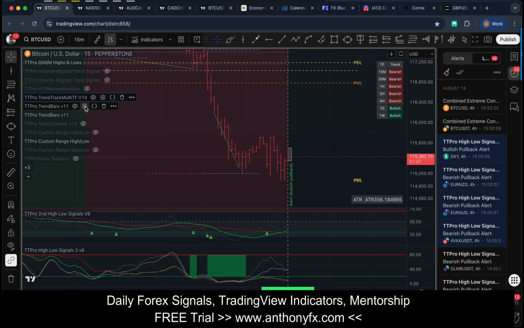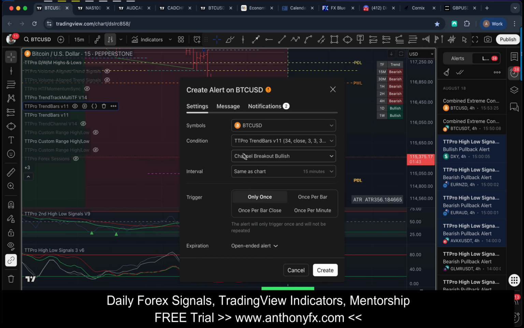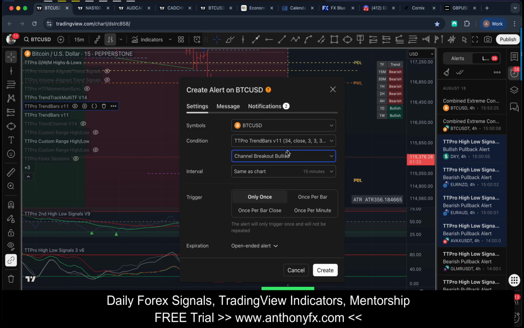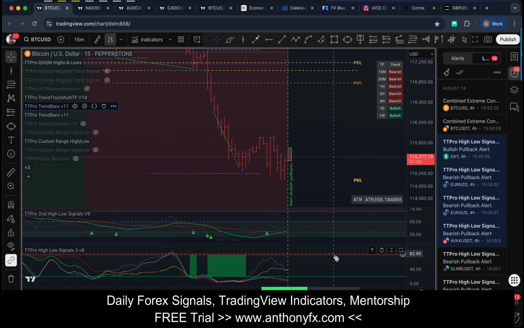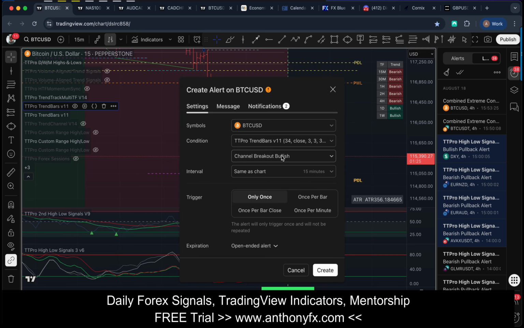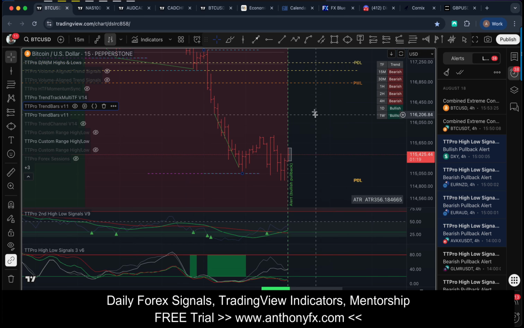This is the trend bars 11. So we could go with channel breakout bullish, but the candle change bullish. The channel break and the candle change. All right, let's just set these both up, and then we could probably look for a bullish alert for Bitcoin and trade that back up.